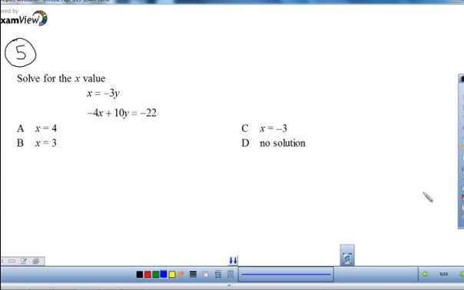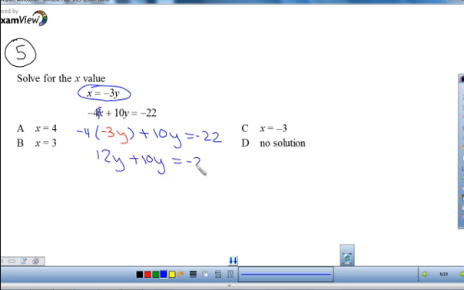Number 5, solve for the x value. So notice one of the things is my equal signs do not line up, so I'm going to have to use substitution. So I'm going to write negative 4 parentheses plus 10y equals negative 22. So I'm going to substitute the negative 3y. Negative 4 times negative 3y is 12y. Bring down your 10y and your negative 22. 12y plus 10y is 22y. Divide by 22. So y is equal to negative 1.